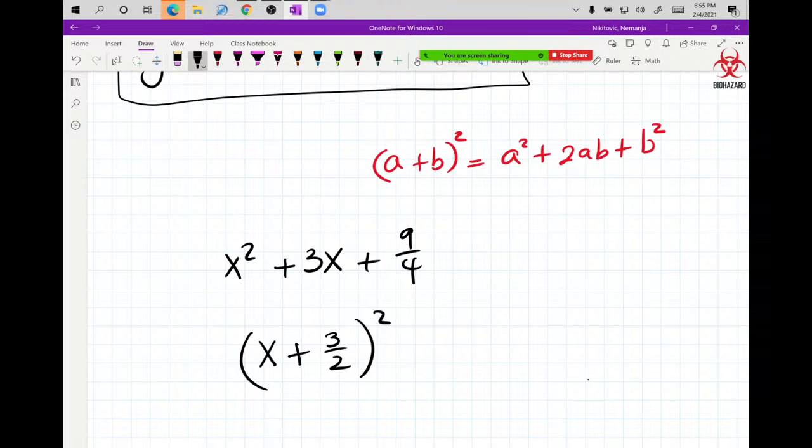Okay, square root of the first, sign of the second, and then square root of the third. What do you mean by sign of the second? Plus. Oh.